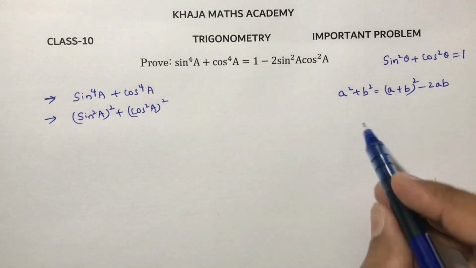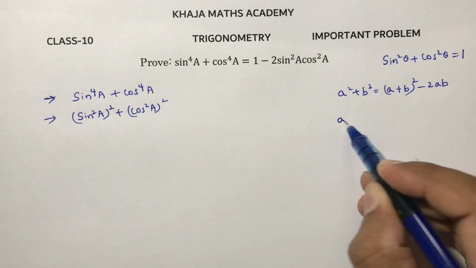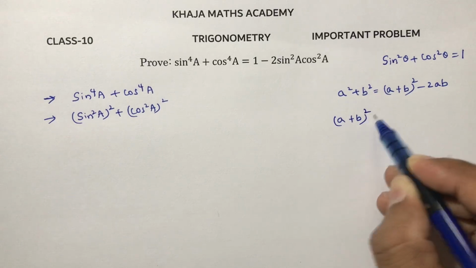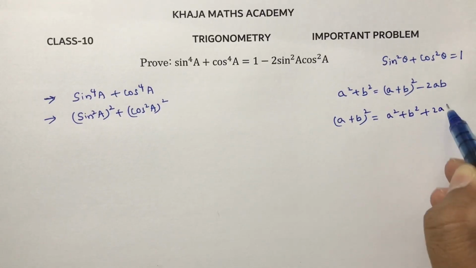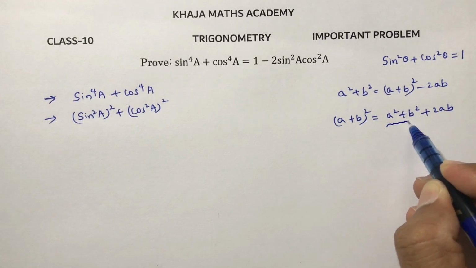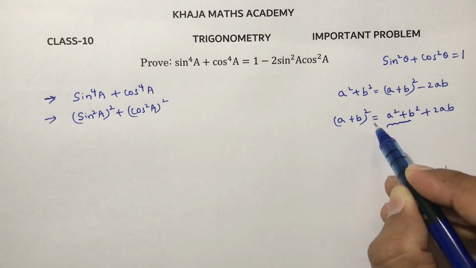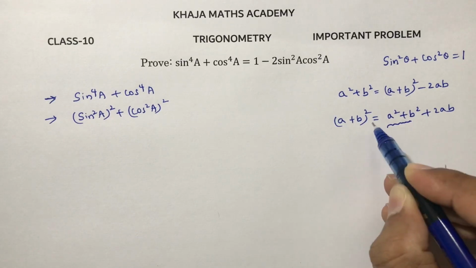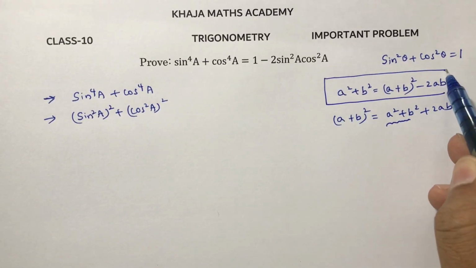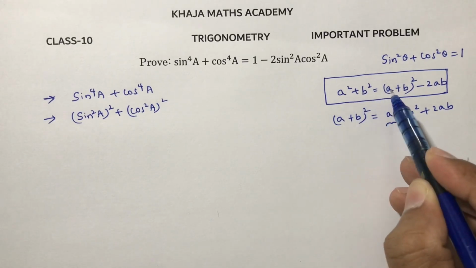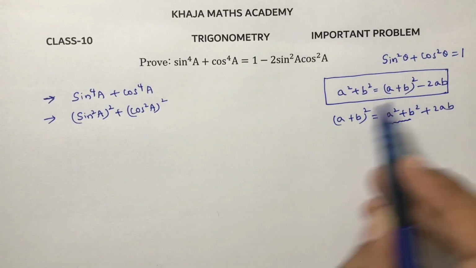Because this formula I got from here, like (a plus b) whole square equals a square plus b square plus 2ab. So what is a square plus b square? A square plus b square equals (a plus b) whole square minus 2ab. So I'll use this formula here. A square plus b square is nothing but (a plus b) whole square minus 2ab.